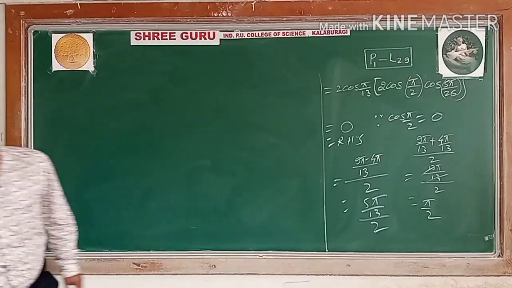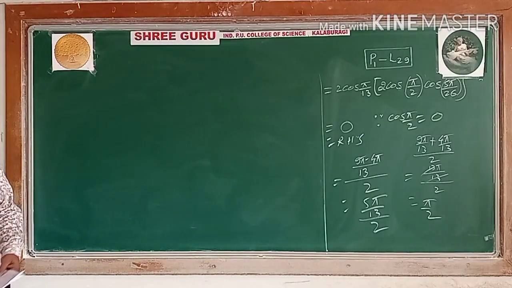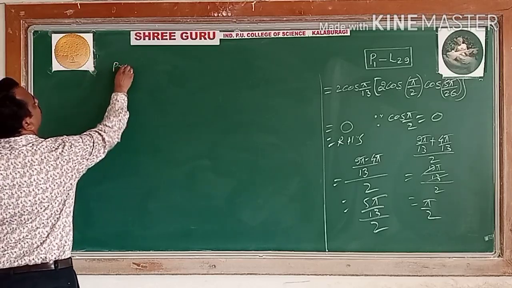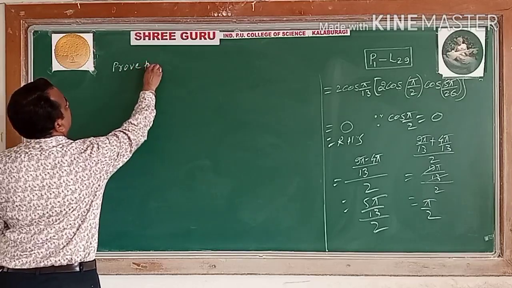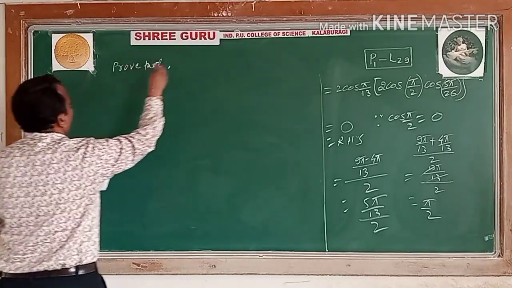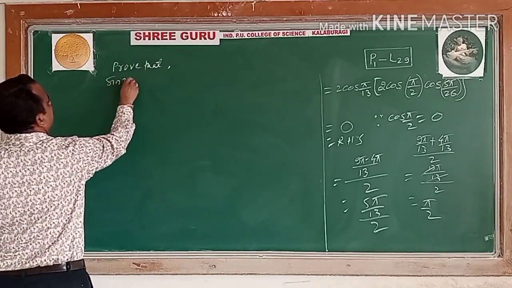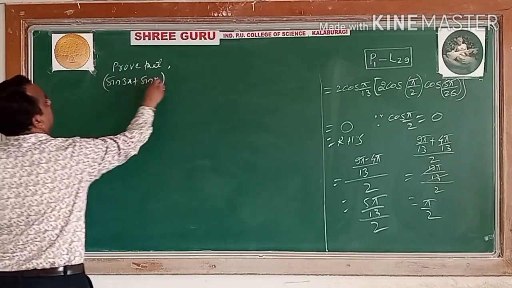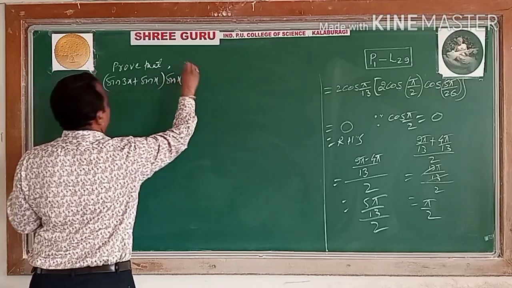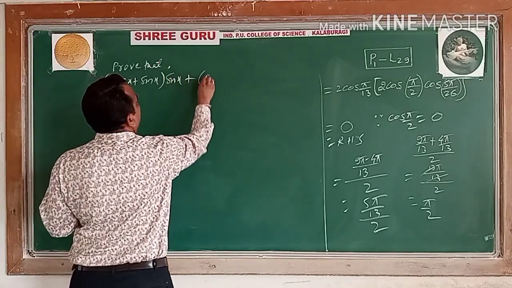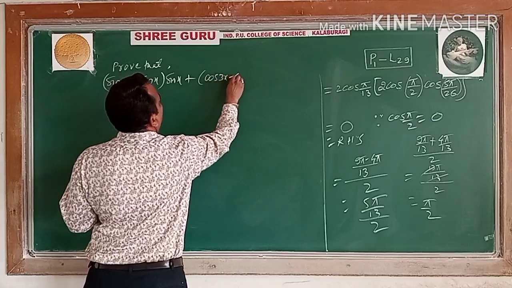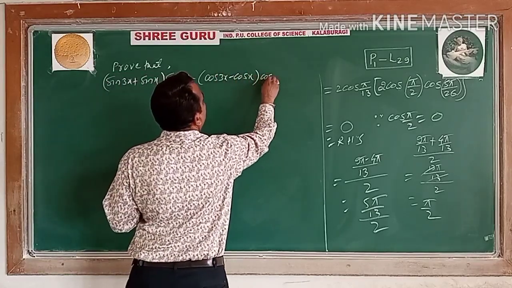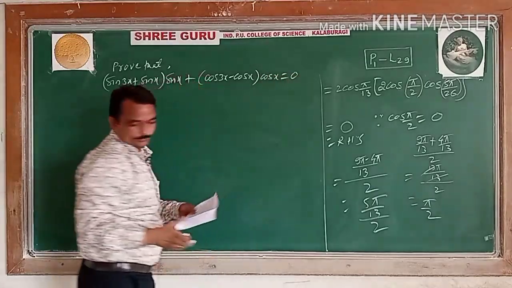Let us see the next example. Prove that. Come to the next example. See this one: (sin 3x plus sin x) into sin x plus (cos 3x minus cos x) into cos x is equal to 0.